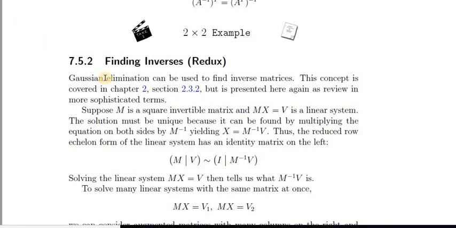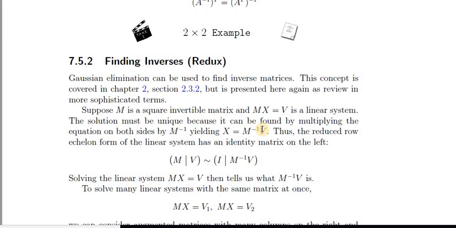Now this following section is basically a review. We saw somewhat earlier in chapter 2 that the way to get a matrix inverse is to take the matrix M and augment it by the matrix I, and then row reduce. Now we know that if you have an invertible matrix, then the solution to Mx equals v is x equals M inverse v.